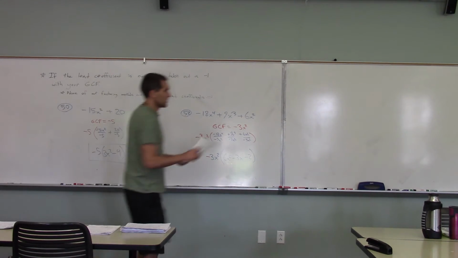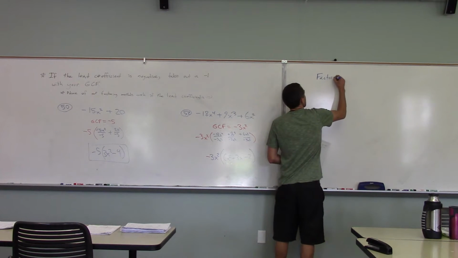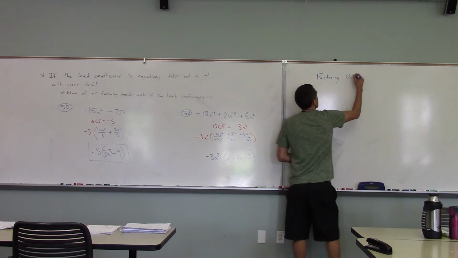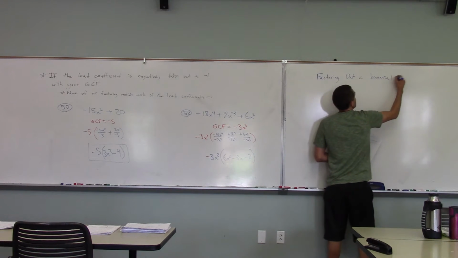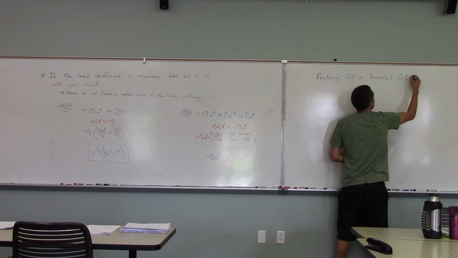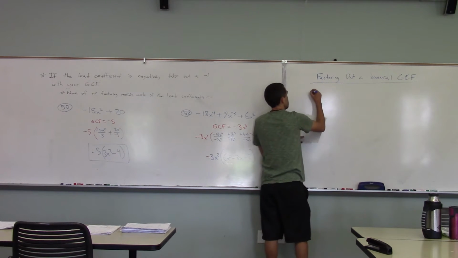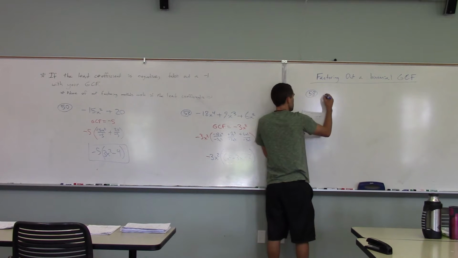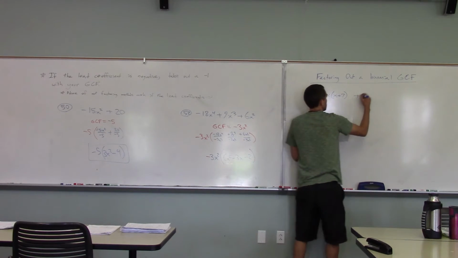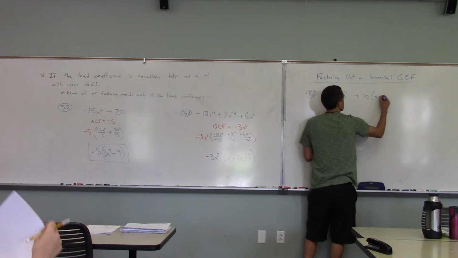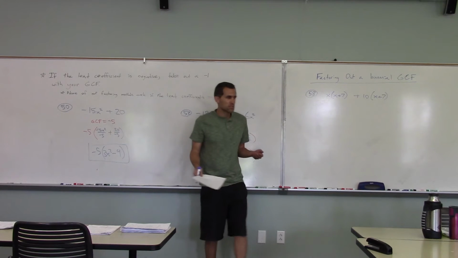Okay, so what about factoring out a binomial GCF? Oh yeah, this is where it gets really good. So 58, still just the same thing: x times (x plus 7) plus 10 times (x plus 7). So how many terms are there here?